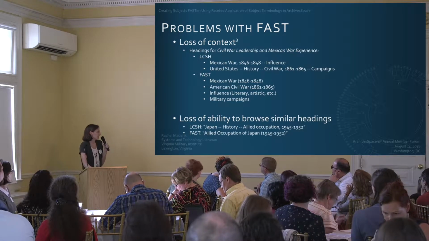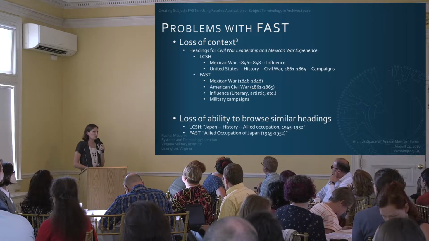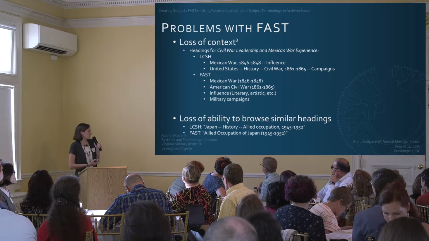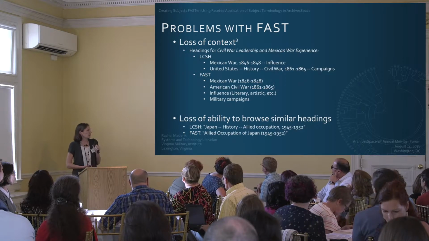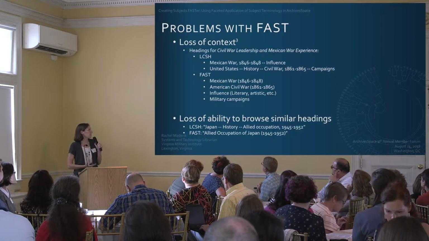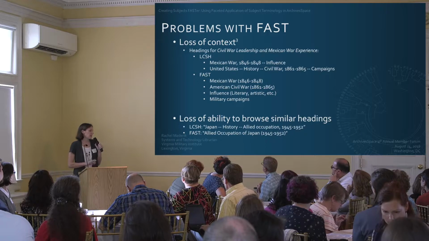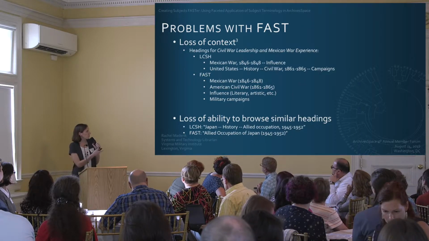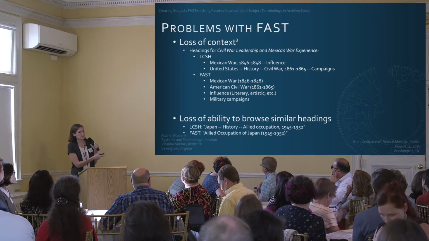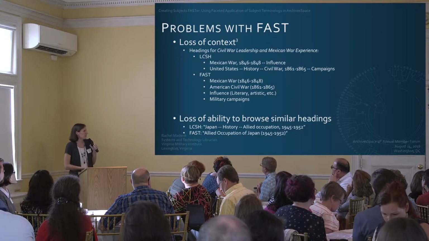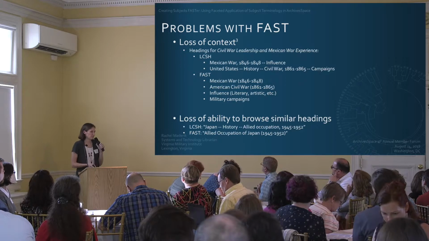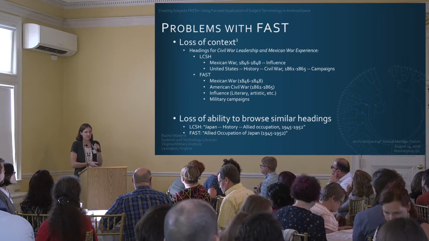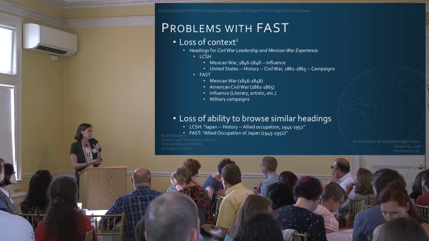One is that, and you may have figured this out already, by breaking up terms, you can lose some important context. So for example, here's an item where the 2 LC headings pretty clearly tell you that it's about the influence of the Mexican War on the campaigns of the Civil War. But the FAST headings give you no indication of which event is doing the influencing because they've all been broken up. Now, of course, in this example, we know it has to be the Mexican War because that came first. But this is just an obvious example of the kind of context that can be lost when you break up the headings.